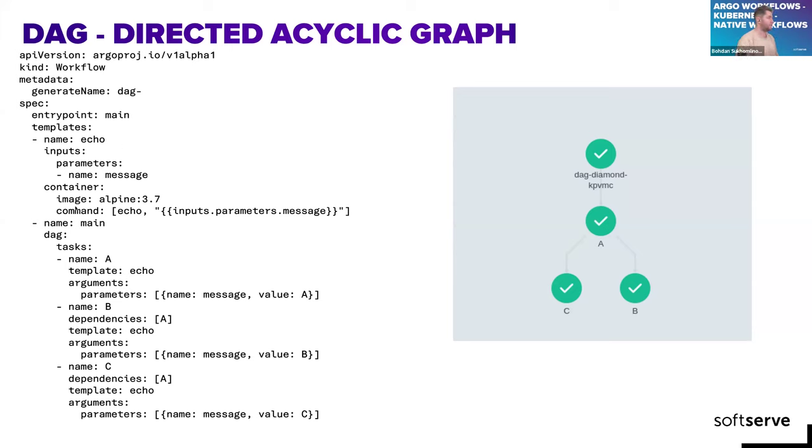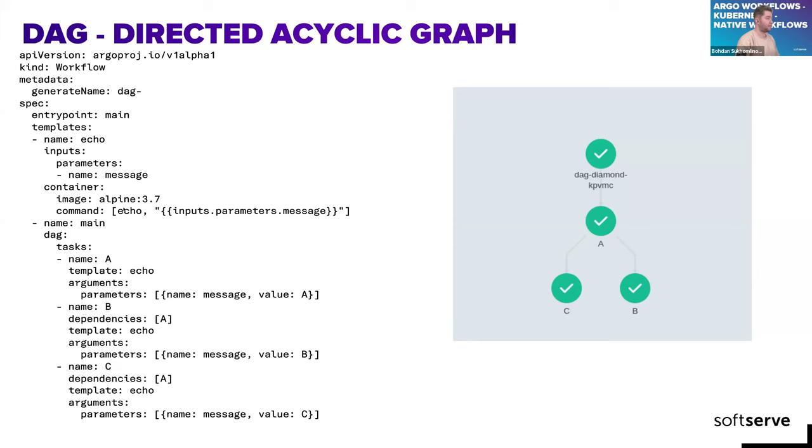And inside of DAG, as we can see here, we again have the entry point, our templates, and here we have a bit of new stuff. So our entry point is main. We can see main here. The main, again, is a template, but this template is not a container, it's a DAG template. And this DAG consists of tasks. And these tasks are using templates that are defined above.